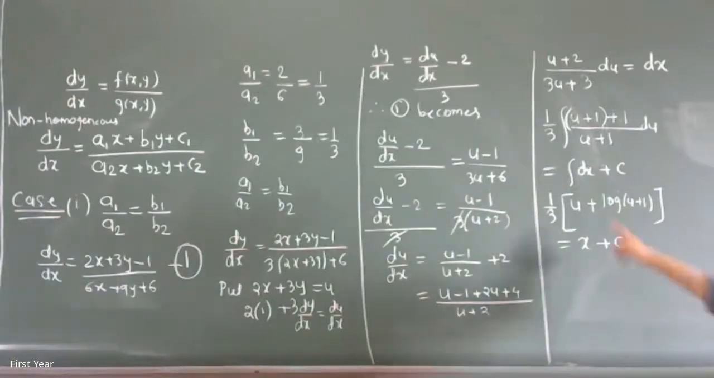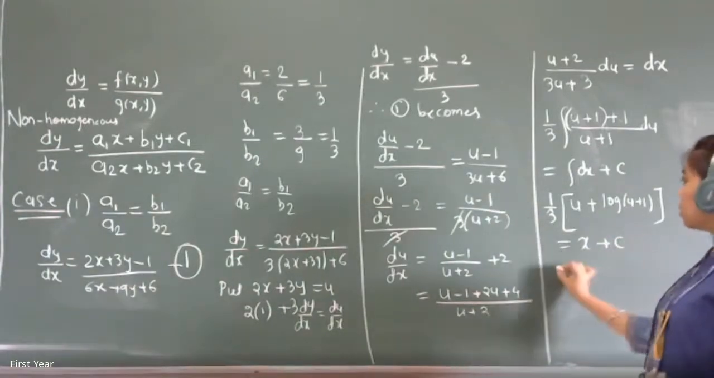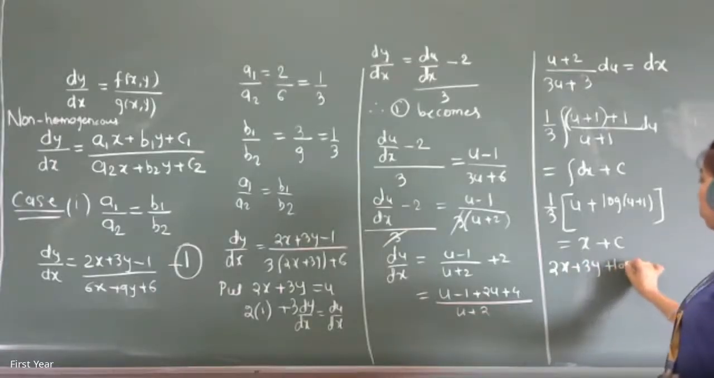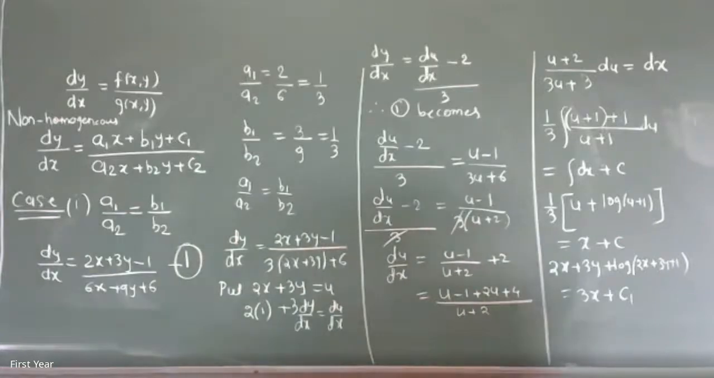What was the substitution for u? U was 2x plus 3y. Yes. 2x plus 3y plus log of 2x plus 3y plus 1 is equal to 3x plus c1. 3c, which is c1. So that's your answer.